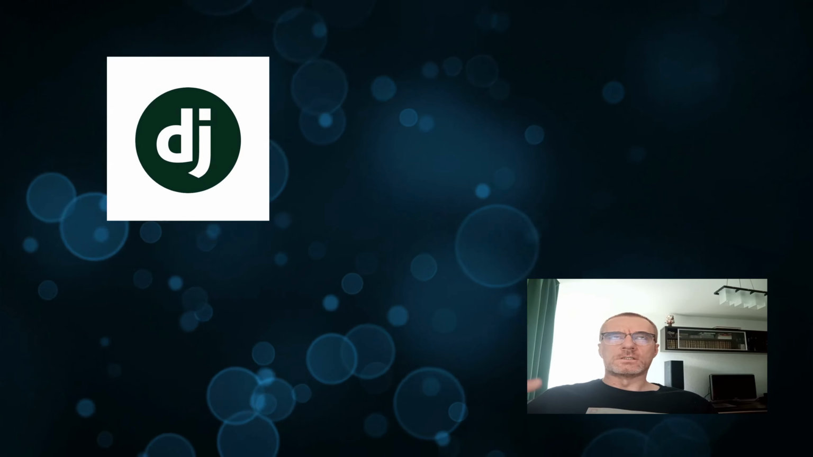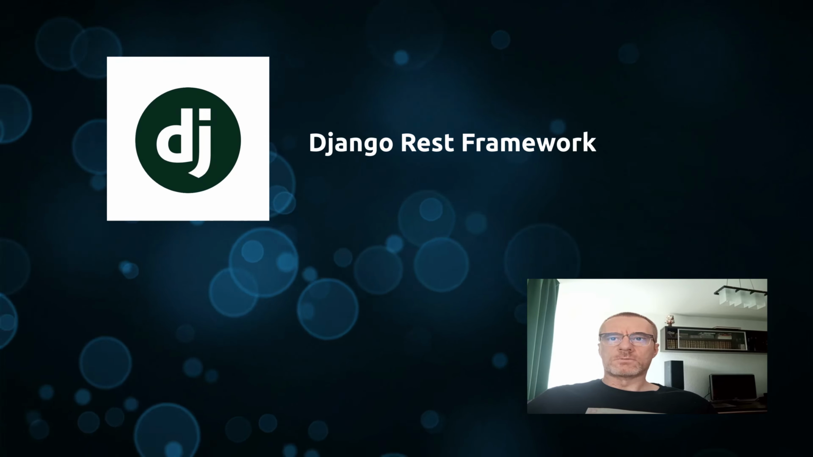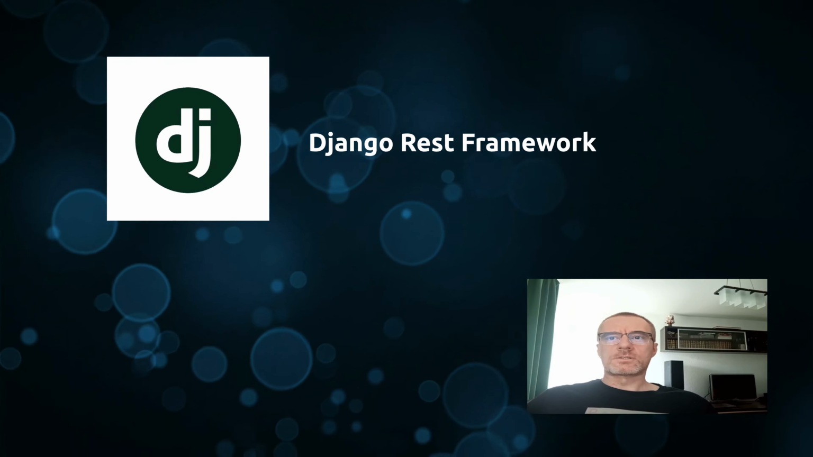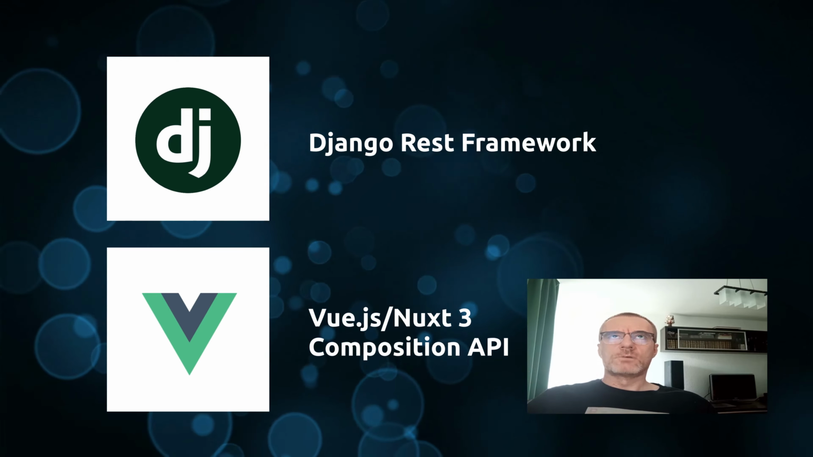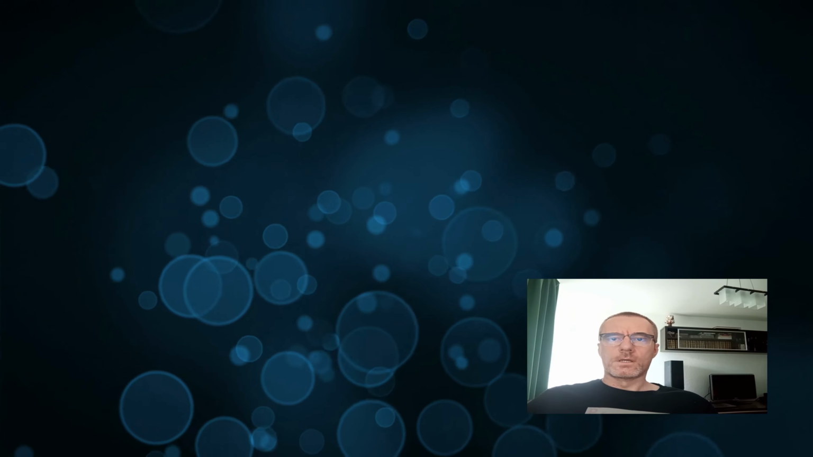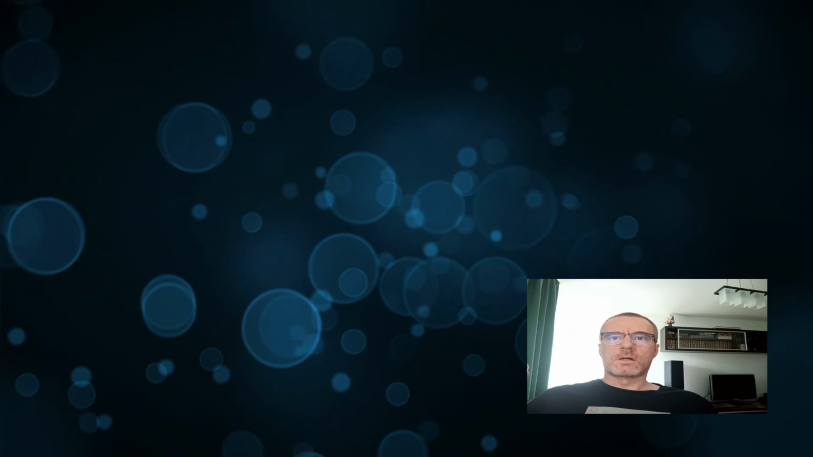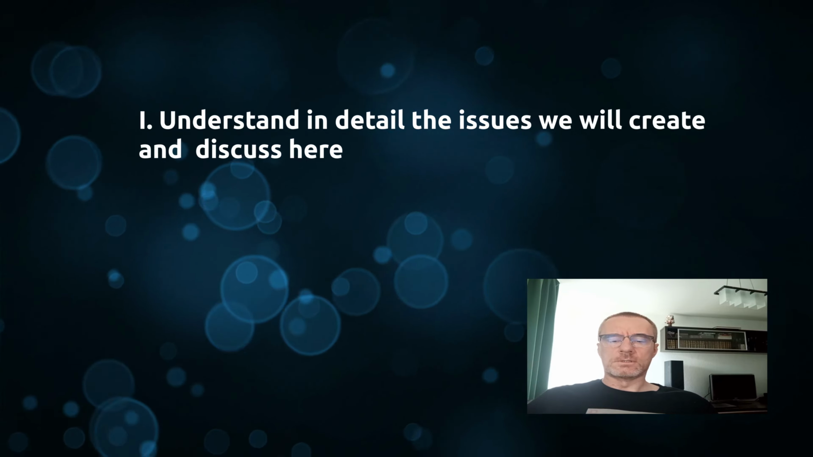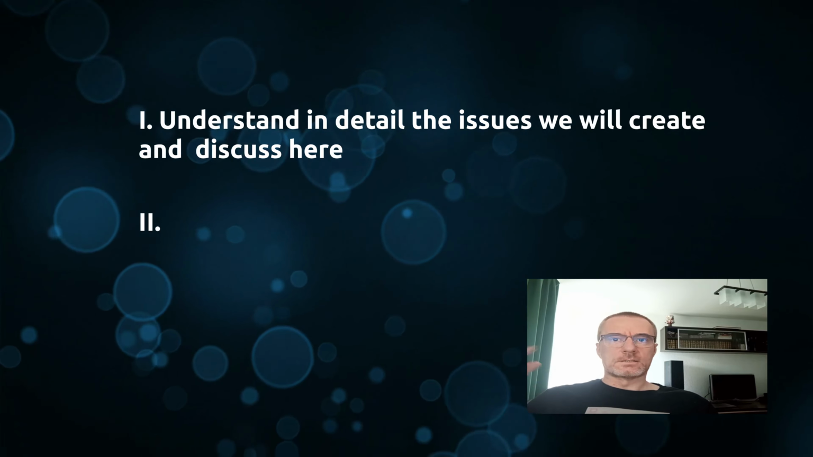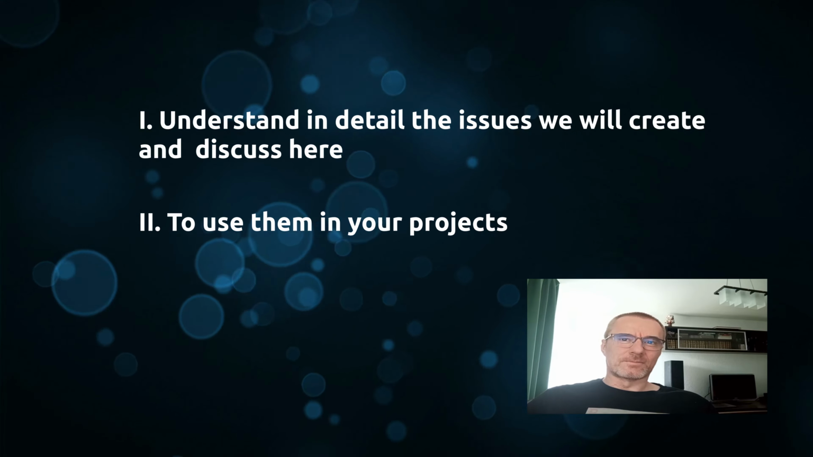So we will program together an application written in Django using the Django REST framework. On the front end, as I mentioned, we will use Vue.js, or more precisely, the Nuxt framework in version 3 with the composition API. On the programming layer, we will cover a lot of interesting issues, I promise, which I hope will allow you, firstly, to understand in detail the issues we will create and discuss here, and secondly, to use them in your projects.